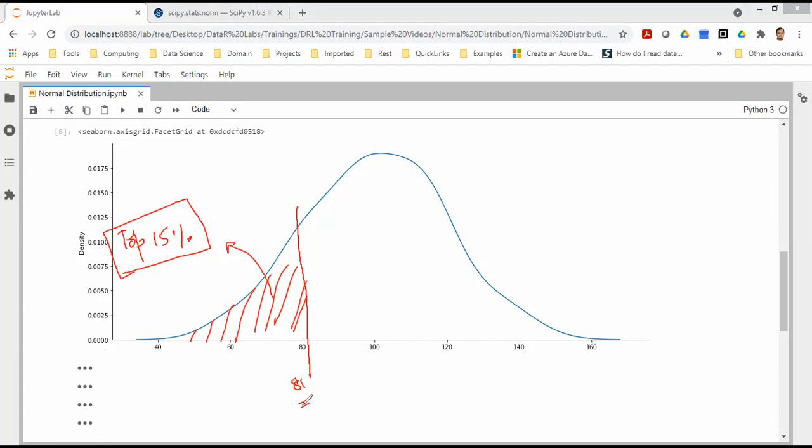So with this, I hope you are able to understand how to juggle between calculating the probability of an event under normal distribution and how to calculate the value of a random variable given the probability of that event occurring.